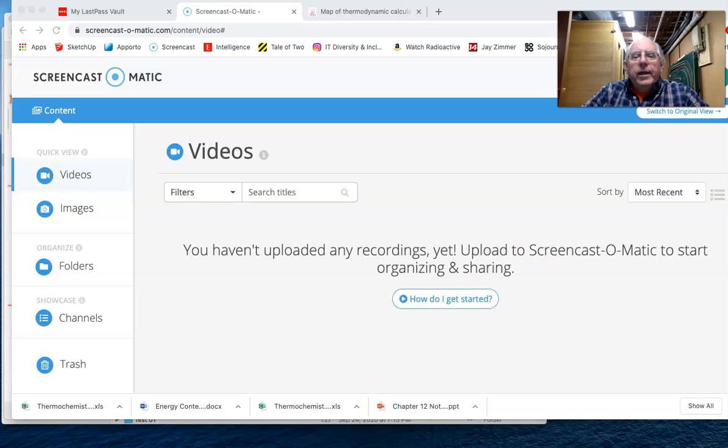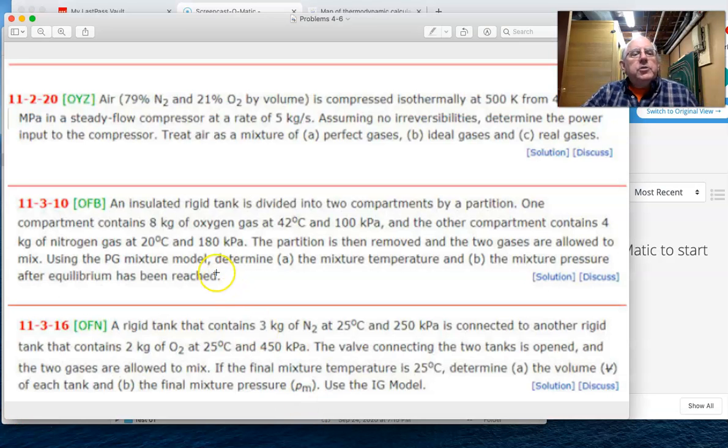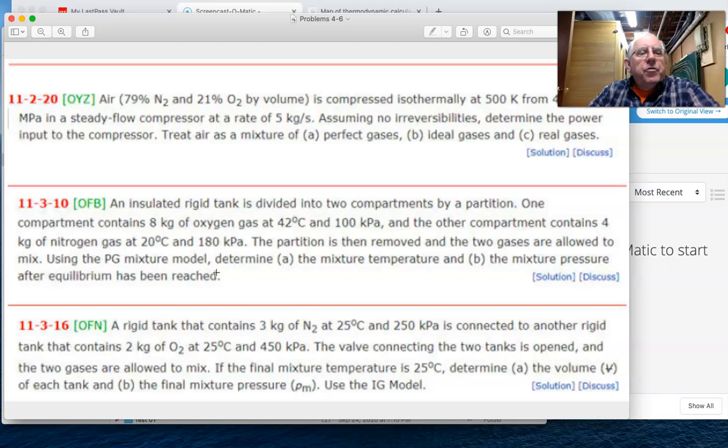Okay, now we are ready to look at the next problem, problem number 5, 11310 OFB. This is an interesting closed type of problem. What we have is a rigid insulated tank divided up into 2 compartments by a single partition.